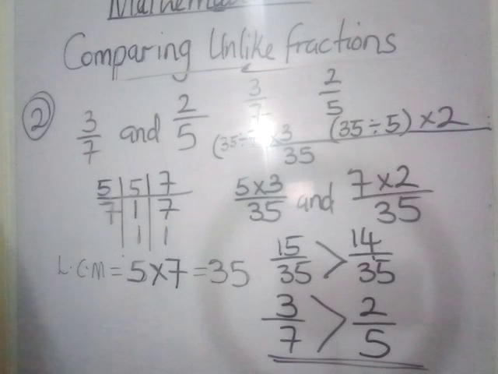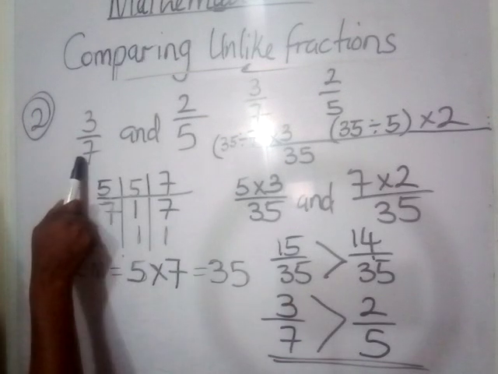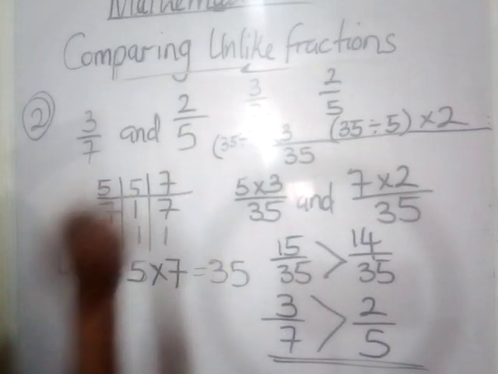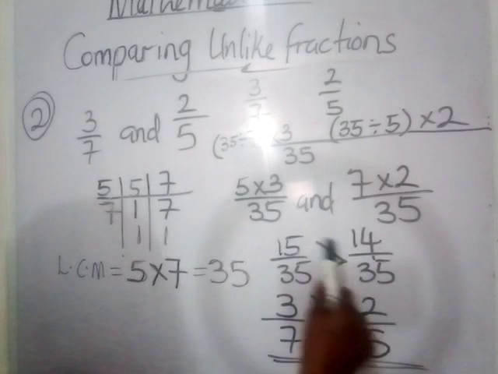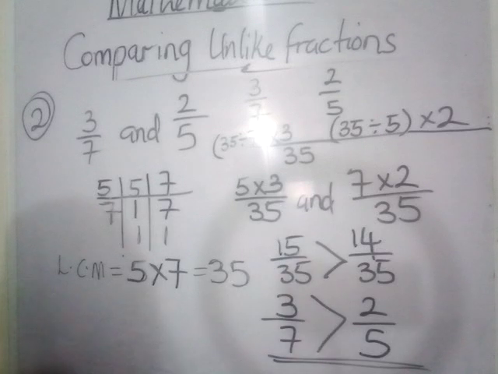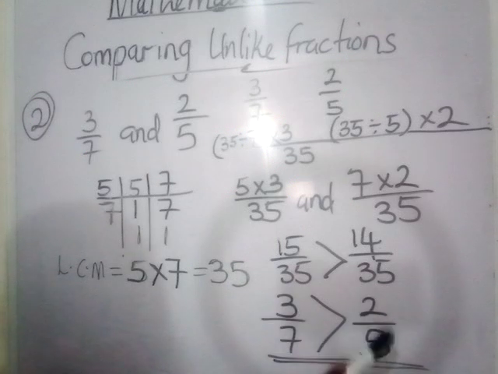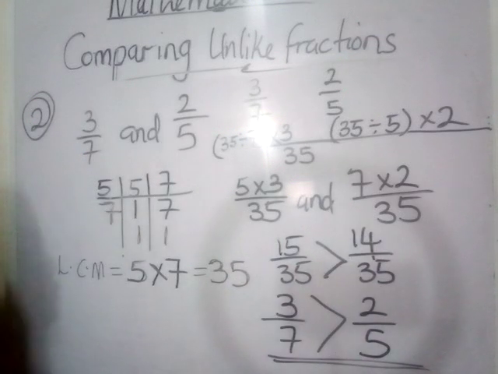The equivalent fractions. So 15 over 35 is representing 3 over 7, and 14 over 35 is representing 2 over 5. So here we can easily tell which is larger. 15 is larger than 14. So that means the fraction 3 over 7, which is represented by this, is bigger than 2 over 5, which is represented by the other one.